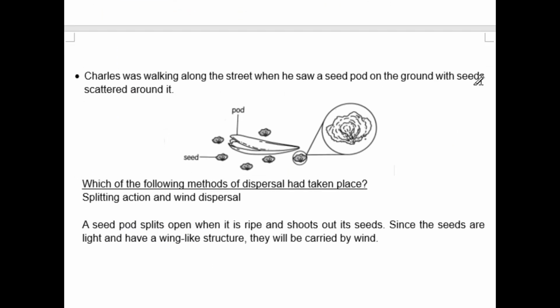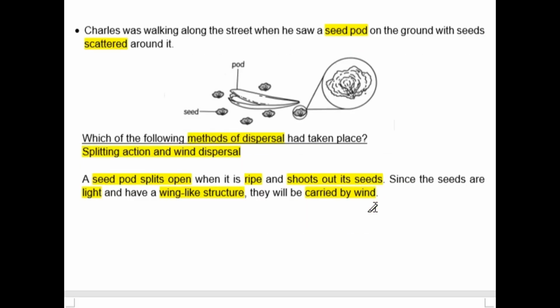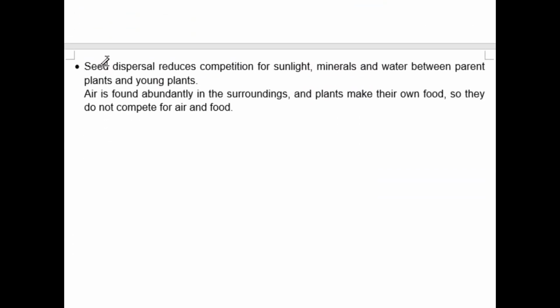Charles was walking along the street when he saw a seed pod on the ground with seeds scattered around it. Which of the following methods of dispersal had taken place? Splitting action and wind dispersal. A seed pod splits open when it is ripe and shoots out its seeds. Since the seeds are light and have a wing-like structure, they will be carried by wind.